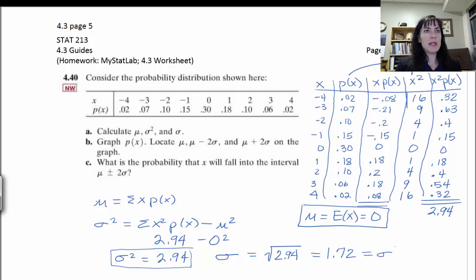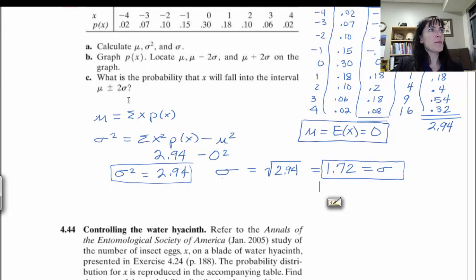And I'm going to be lazy and write it off to the end again so that it's still labeled when I box it. So 1.72 is my standard deviation. That's part A. So I needed to find 3 measures there, and I found them.